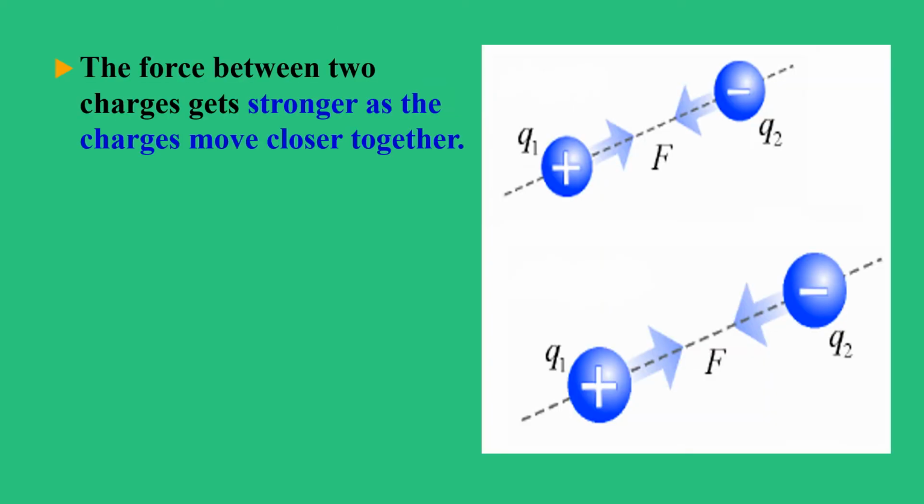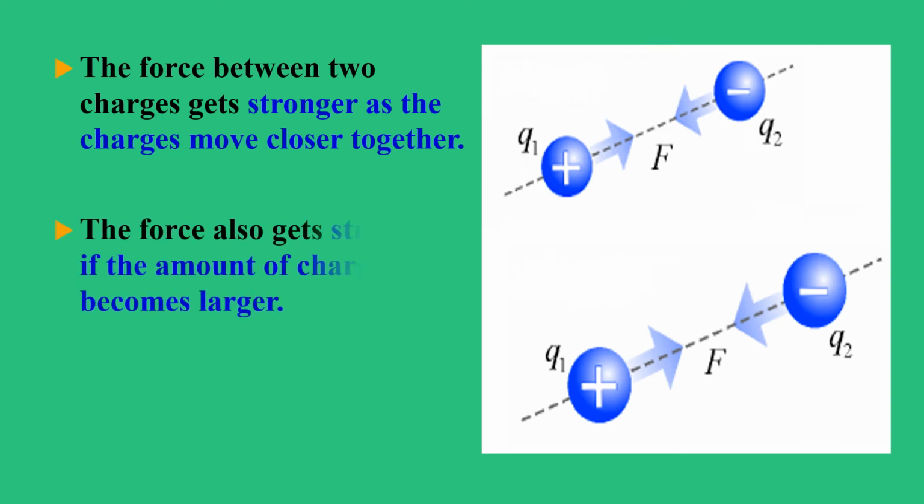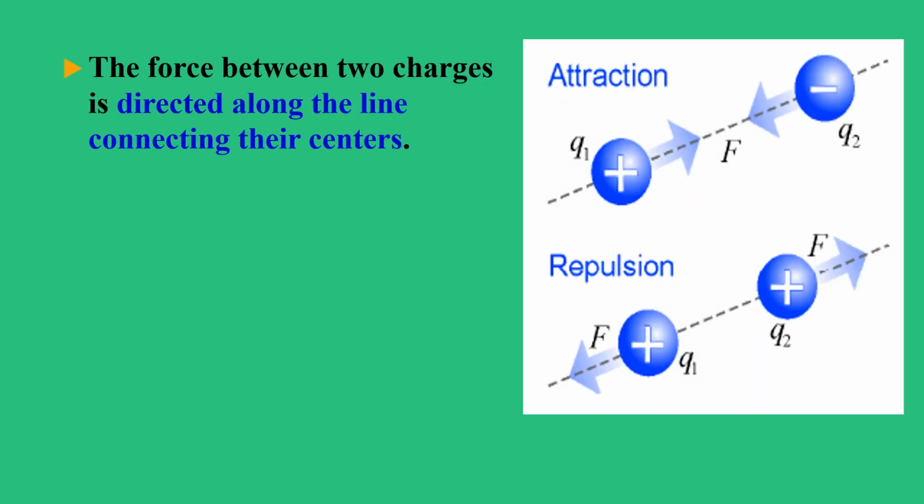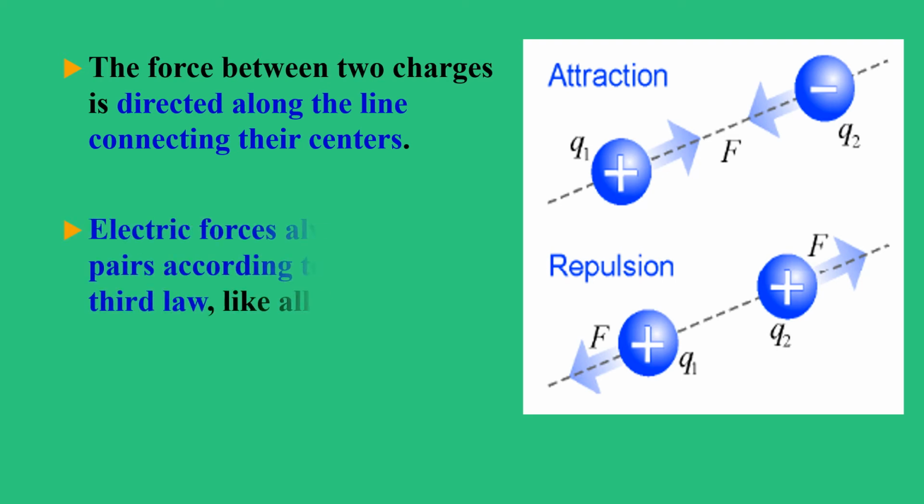The force between two charges gets stronger as the charges move closer together. The force also gets stronger if the amount of charge becomes larger. The force between two charges is directed along the line connecting their centers. Electric forces always occur in pairs according to Newton's third law, like all forces.